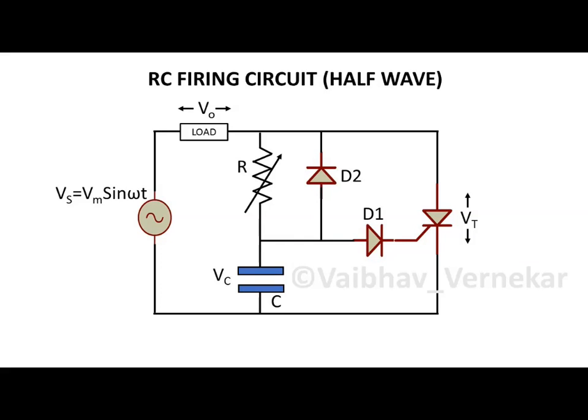A half-wave RC trigger circuit consists of an RC network, two diodes, a thyristor, and an AC power supply. By varying the value of resistance R, the firing angle can be controlled from 0 degrees to 180 degrees. Power supply to the load can be controlled by changing the firing angle alpha.